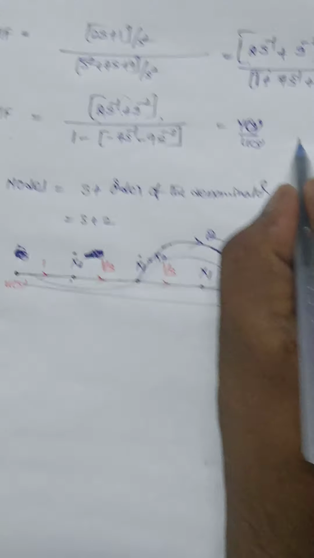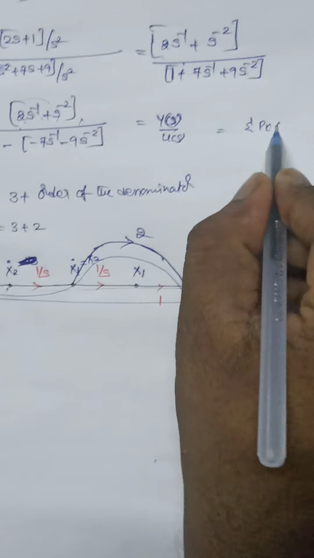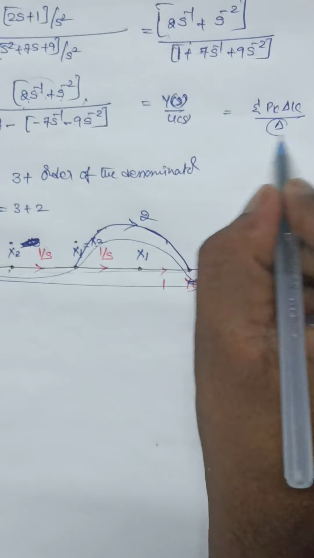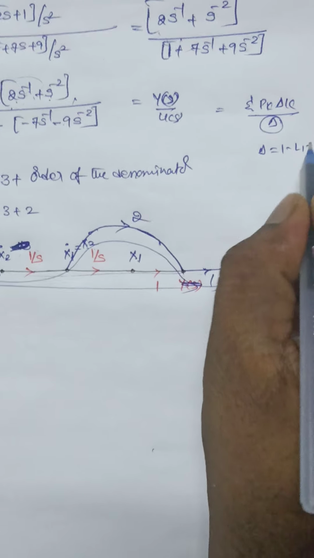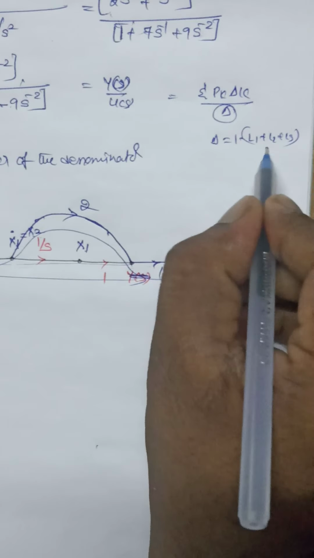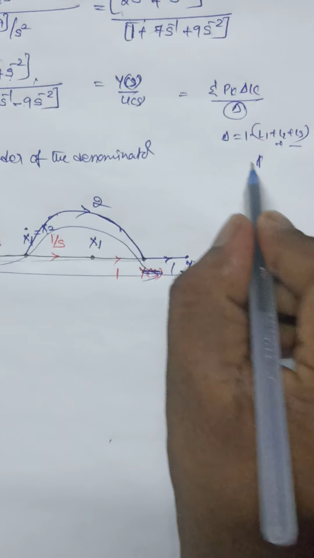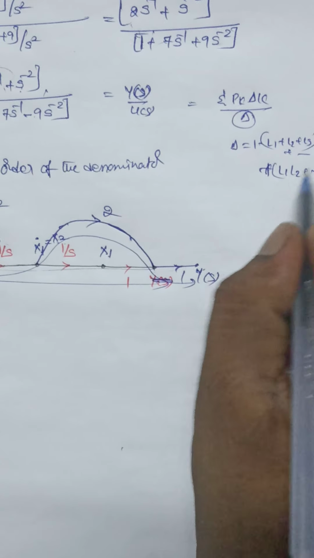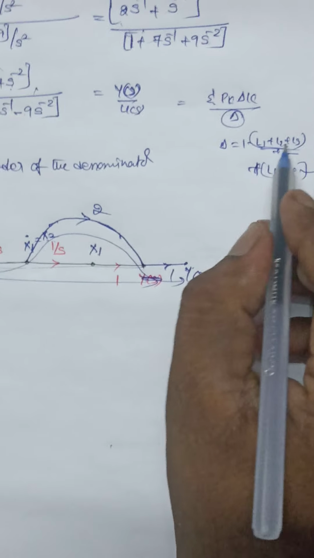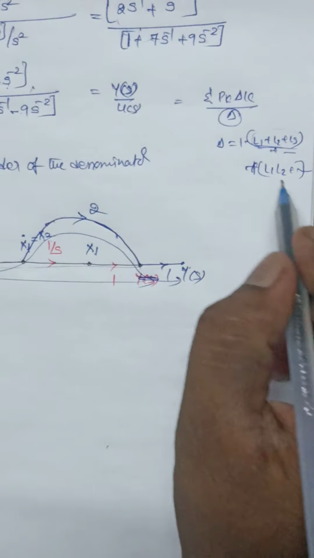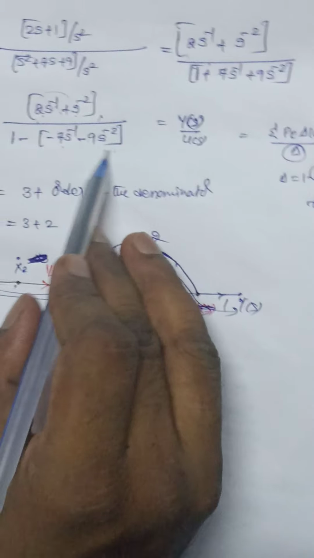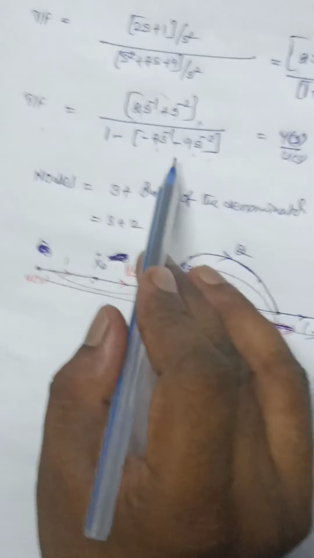It is like a transfer function, sigma Pk delta k divided by delta, where delta is equal to 1 minus L1 plus L2 plus L3 and so on, plus L1 L2 plus L2 L3, like that. The sum of the individual loops. So here two forward paths and two loops are present. Now I want to represent these loops here.